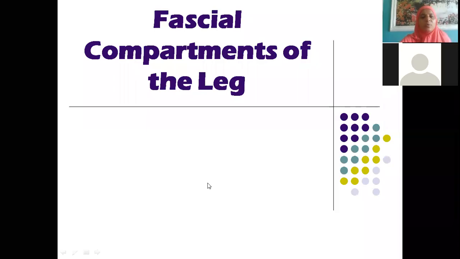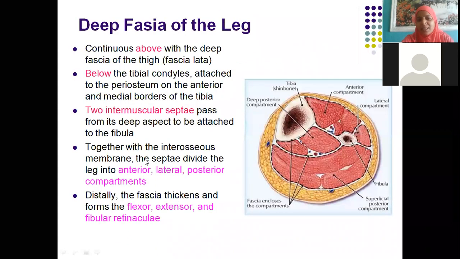Okay, so we have finished the thigh, isn't it? Anterior compartment, posterior compartment and medial compartment, popliteal fossa, we finished. So from the thigh now we are moving to the leg. Today we are going to talk about the front of the leg and also the lateral compartment.